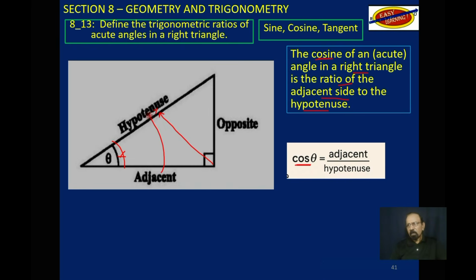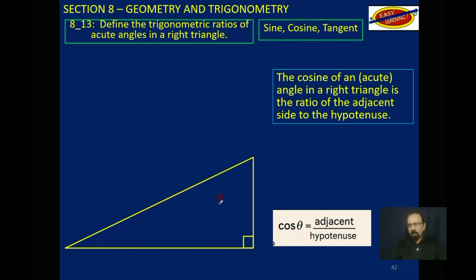side to the hypotenuse. Previously, when we were dealing with sine, we were dealing with the opposite to hypotenuse. Now, for cosine, we are dealing with adjacent to hypotenuse. So let's consider this right triangle here. You already know that is the hypotenuse because it is opposite this right angle. We will consider this angle down here, 30 degrees.